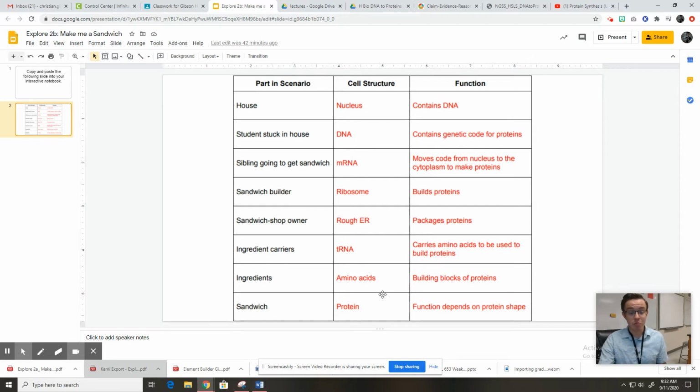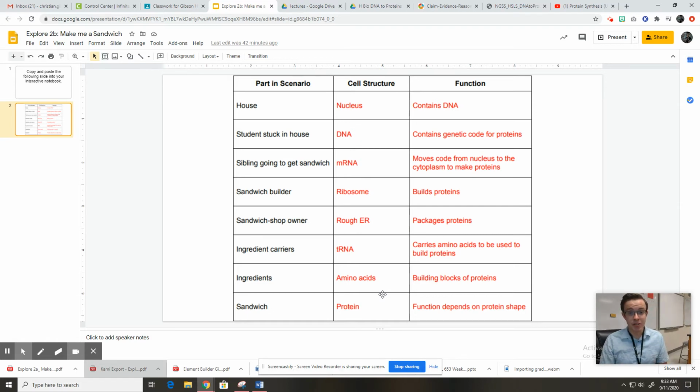Now, the finished product, once all the amino acids are assembled, once all the ingredients were put together in the correct order based on the message carried from the nucleus, we call that finished product a protein. In the analogy, it was a sandwich. And that is the end product of all of protein synthesis. That's the whole point. That protein then goes on to give our cells the specific traits, the specific characteristics they need to do their job wherever they're located in the body.